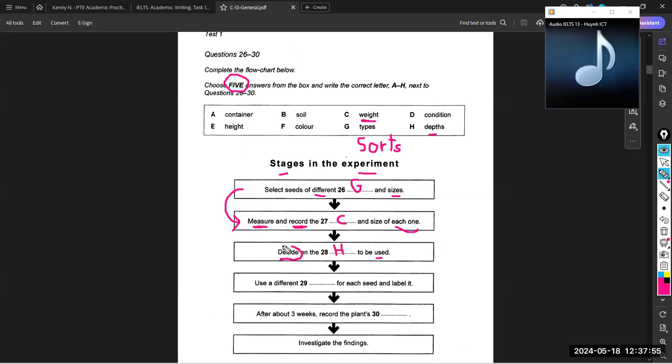This is the keyword, absolutely. This is the keyword.